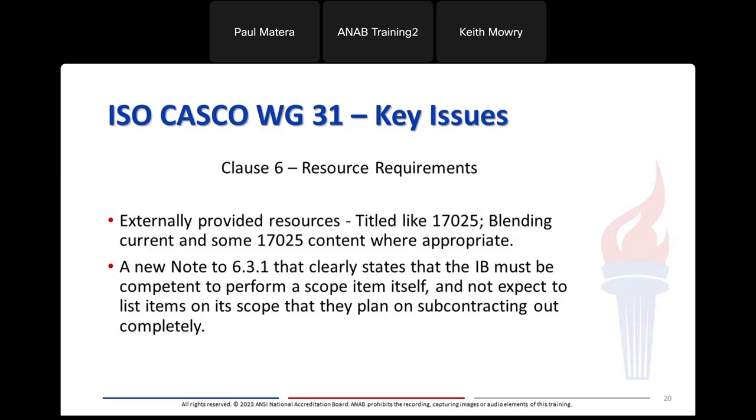So we added to 6.3.1 a note that says, by definition, in ISO 17011 clause 3.1, accreditation is limited to conformity assessment tasks which the inspection body has demonstrated competence to perform itself. The task of assessing and interpreting the results of such activities for the purpose of determining conformity may be included in the scope of accreditation, provided adequate competence for this has been demonstrated. So we hope that will help clear up some things that have been an issue in the past. Next slide, please.